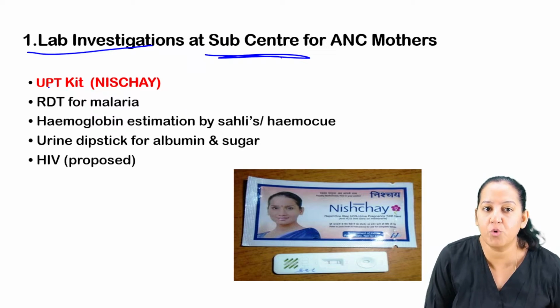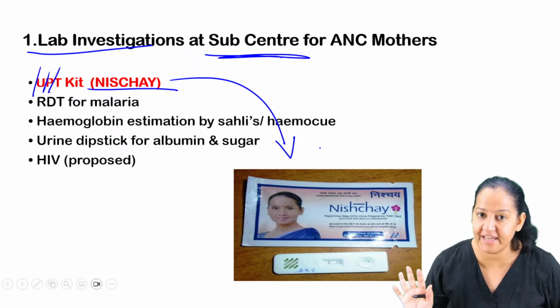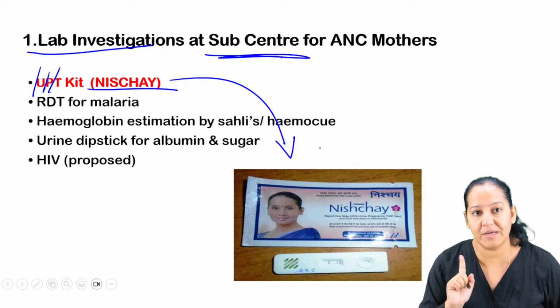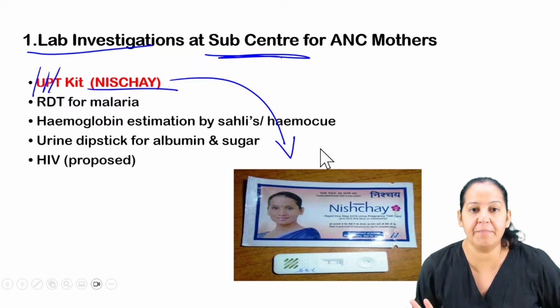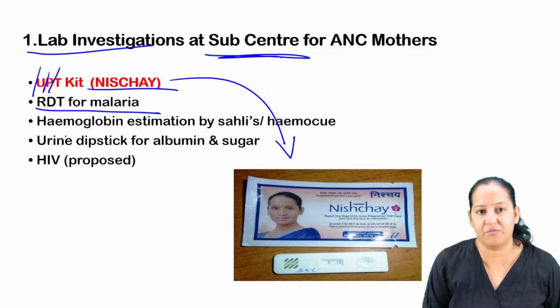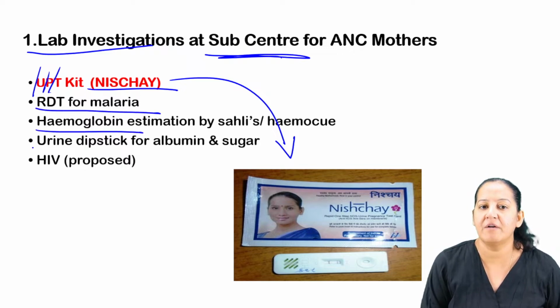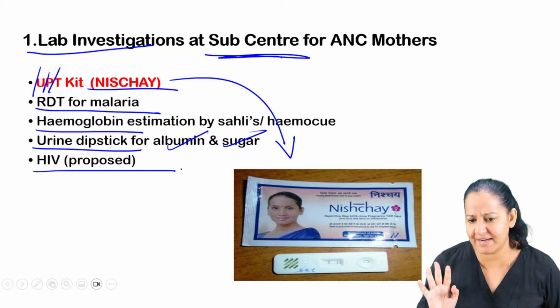Number 1, we will do UPT, urine pregnancy kit. It is known as Nishchay. With the help of Nishchay, which is provided free of cost to the lady, we will confirm the pregnancy. We will do the RDT test for malaria. We will see the hemoglobin. We will do the urine dipstick for albumin and sugar, and we will do HIV testing. That is done at the subcenter.